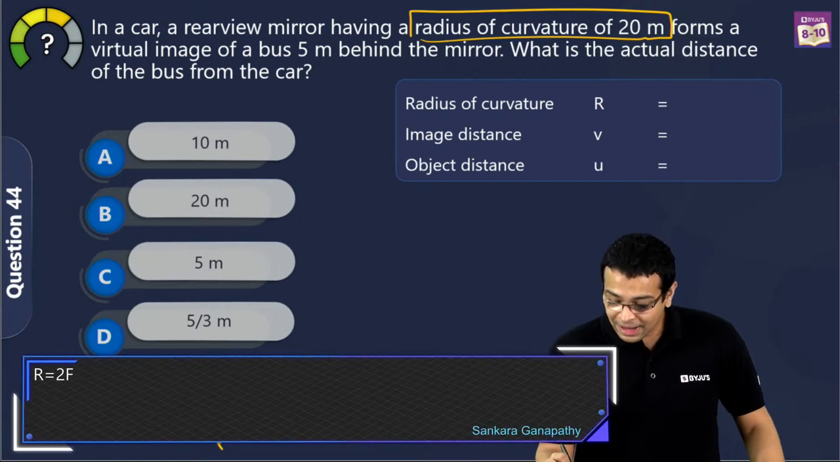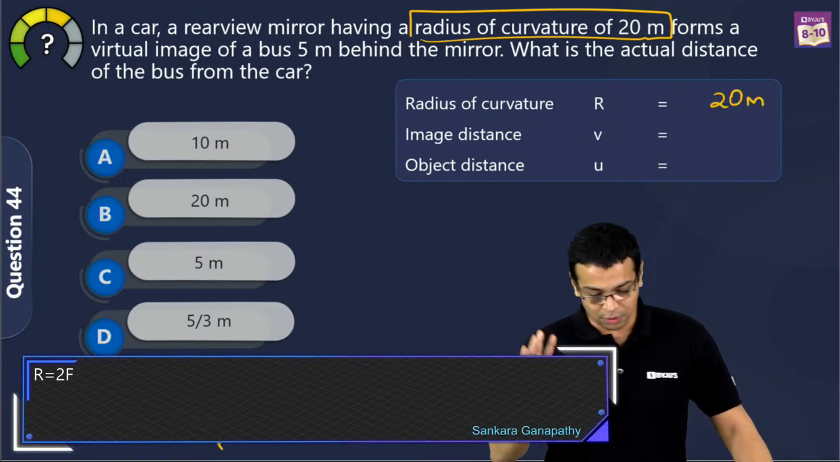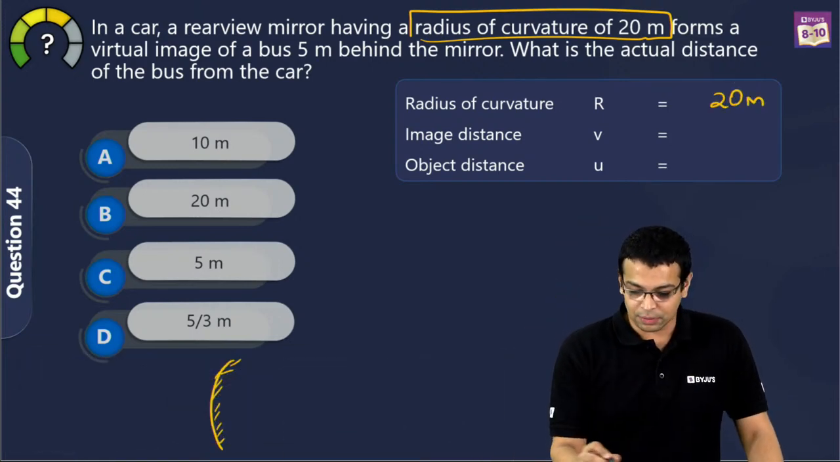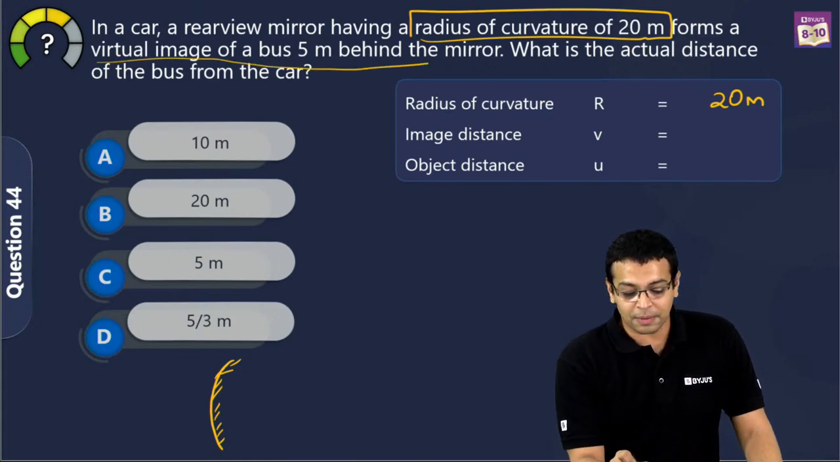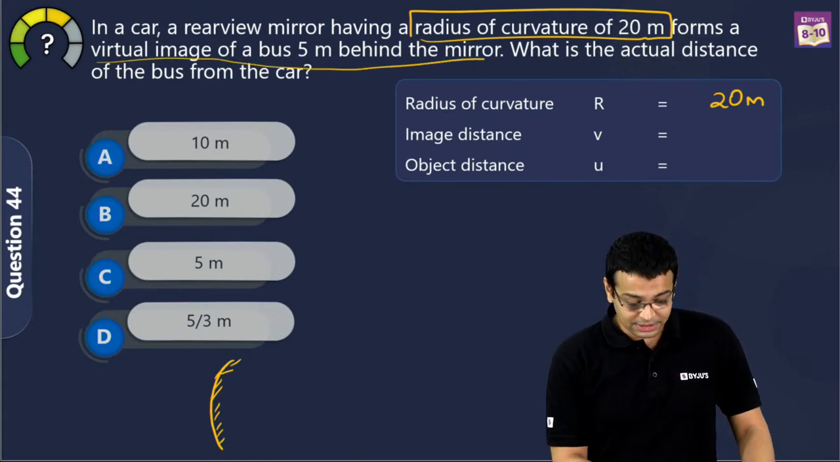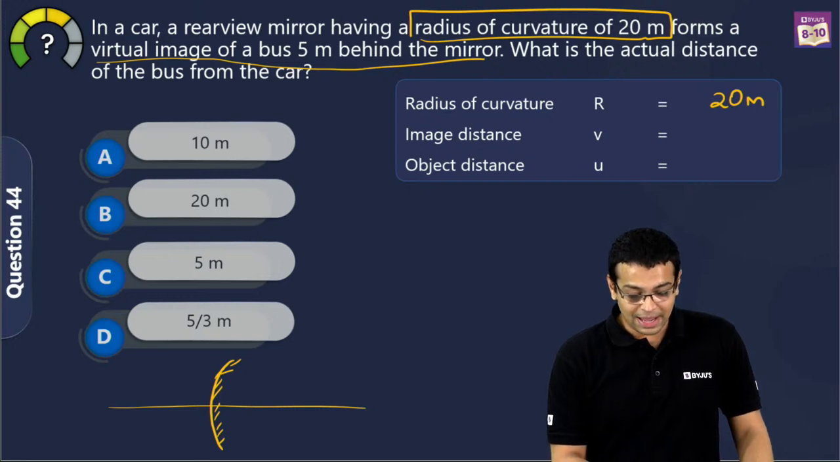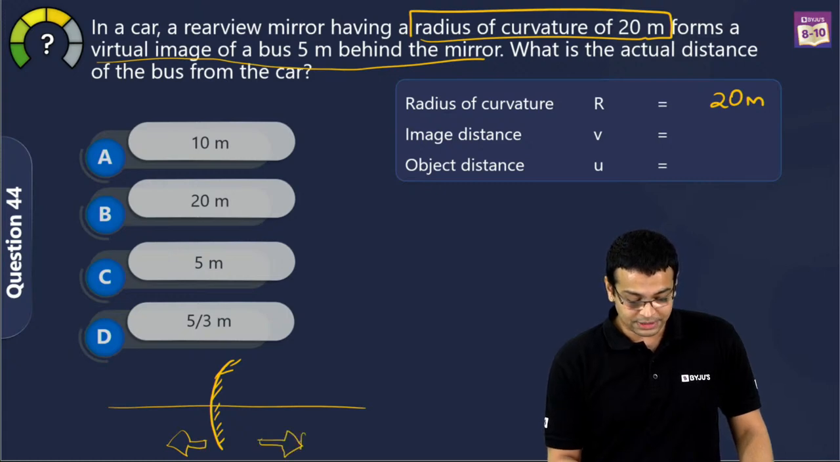Anyhow, R is 20 meters. Image distance is given to us. What is that image distance? It forms a virtual image of a bus 5 meters behind the mirror. Now check this out. You know that in sign convention, the image is made behind the mirror. Keep in mind that this is behind and this is forward, or ahead.